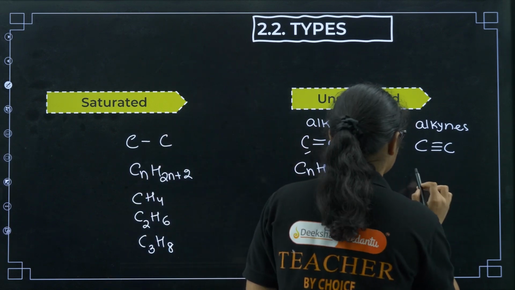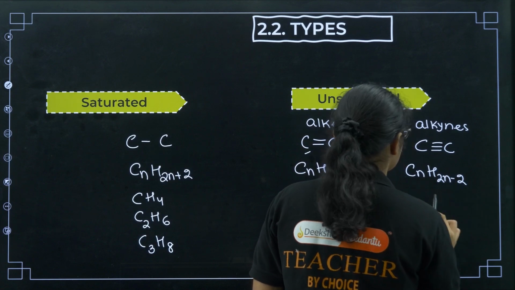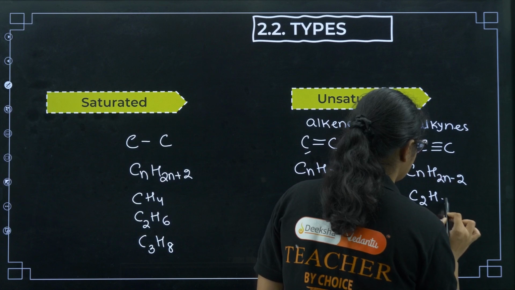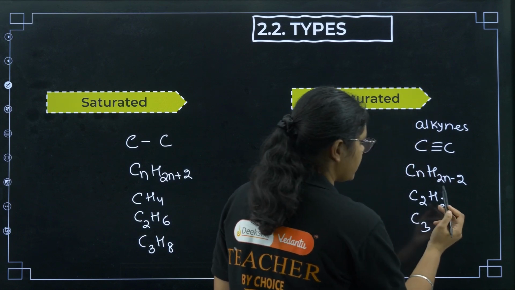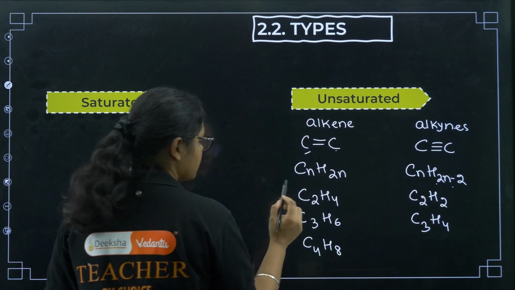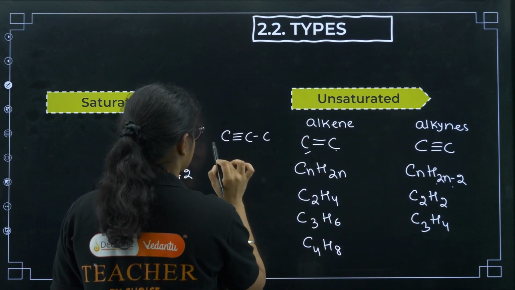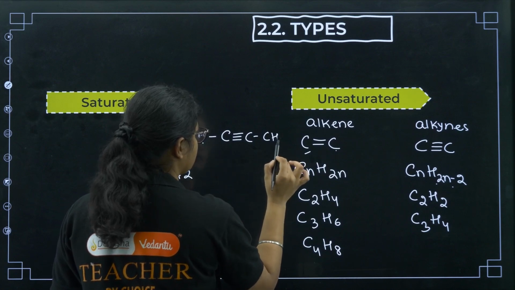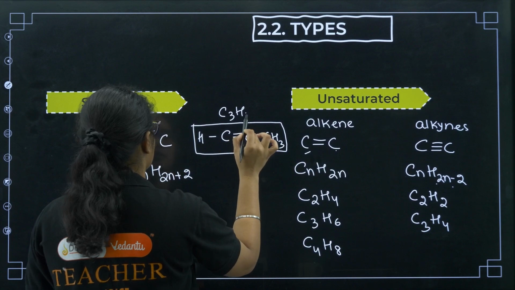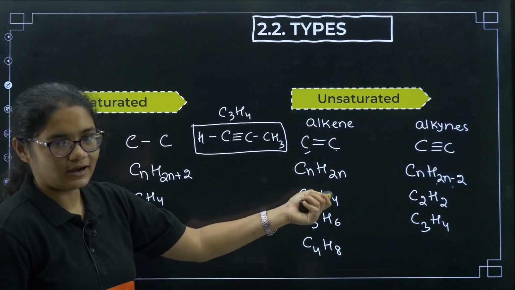Okay, and here the name will be CnH2n minus 2. So if I took C2, then it will be H2, and if I take C3, 3 2s are 6 minus 2, H4. I can show you the structure of this one, C3H4. So you can have it like this, here 1 H will come and here 3 H will come. Okay, this is C3H4. Understood? So alkenes and alkynes, saturated and unsaturated.